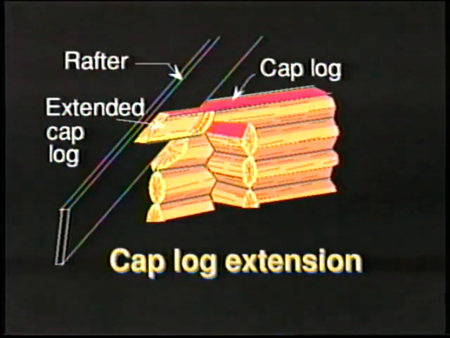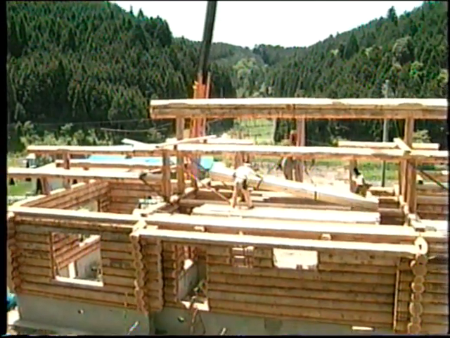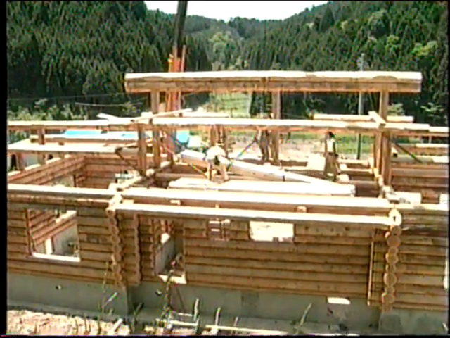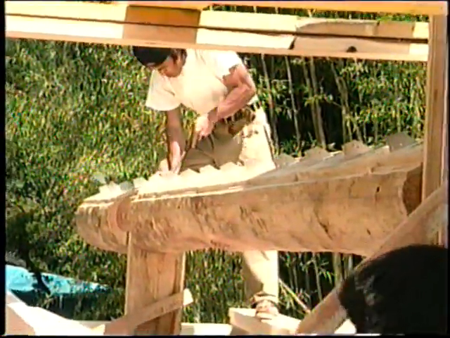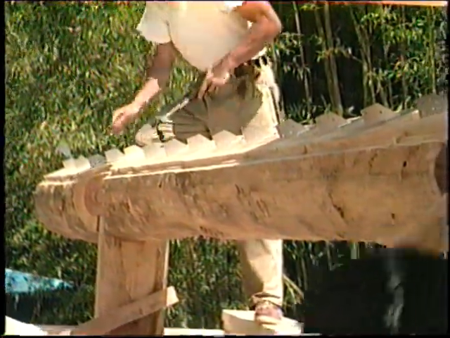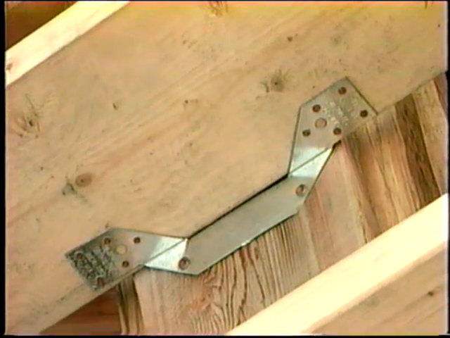Next, prepare the end of the cap log by cutting it flat on the sides, with the step on the bottom to allow the soffit material to be entered. Common rafters of the design dimension are put in place. They may be notched over a cleat on the plate log or secured with metal nailing clips.